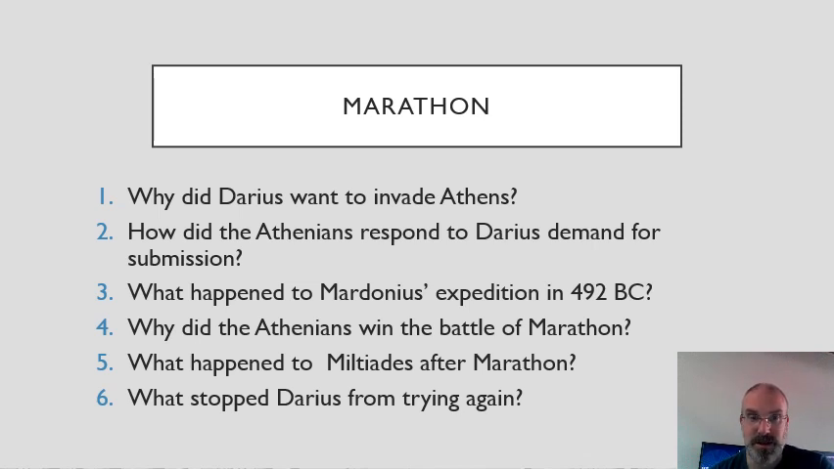So why did Darius want to invade Athens? How did the Athenians respond to Darius's demand for submission? What happened to Mardonius in 492 BC, and where did it happen? That's crucial for later. Why did the Athenians win at Marathon? See if you can come up with 3 or 4 reasons. What happened to Miltiades after Marathon? And what stopped Darius from trying to invade again? Now, arguably, there's 2 answers to that, but really number 6 is what other part of his empire was giving him trouble? So stop the lesson and have a go at answering those questions.